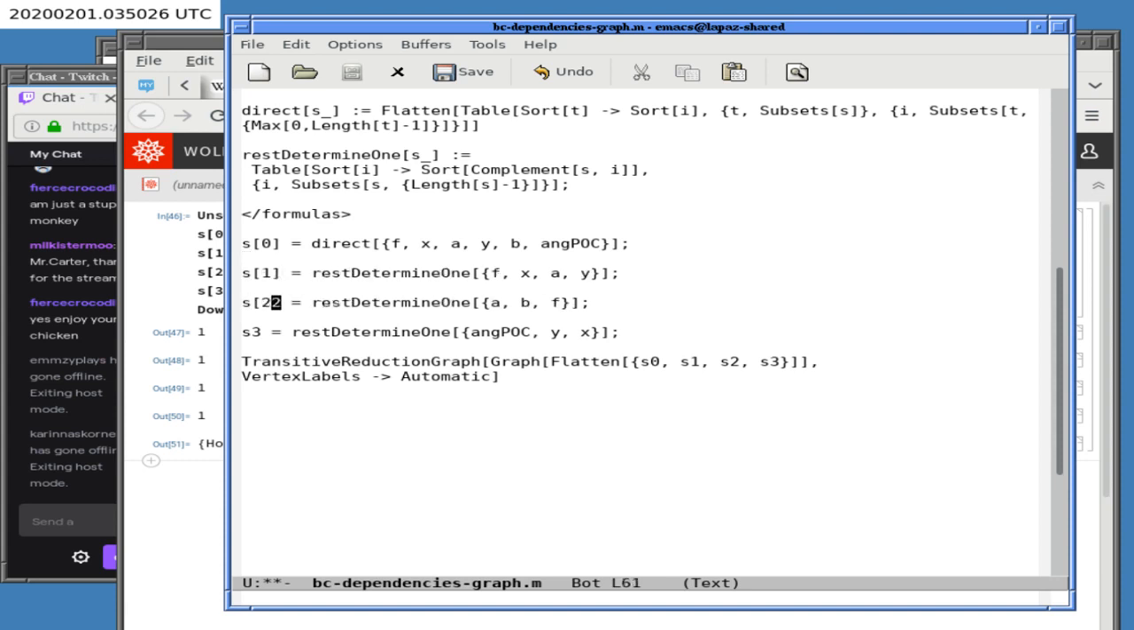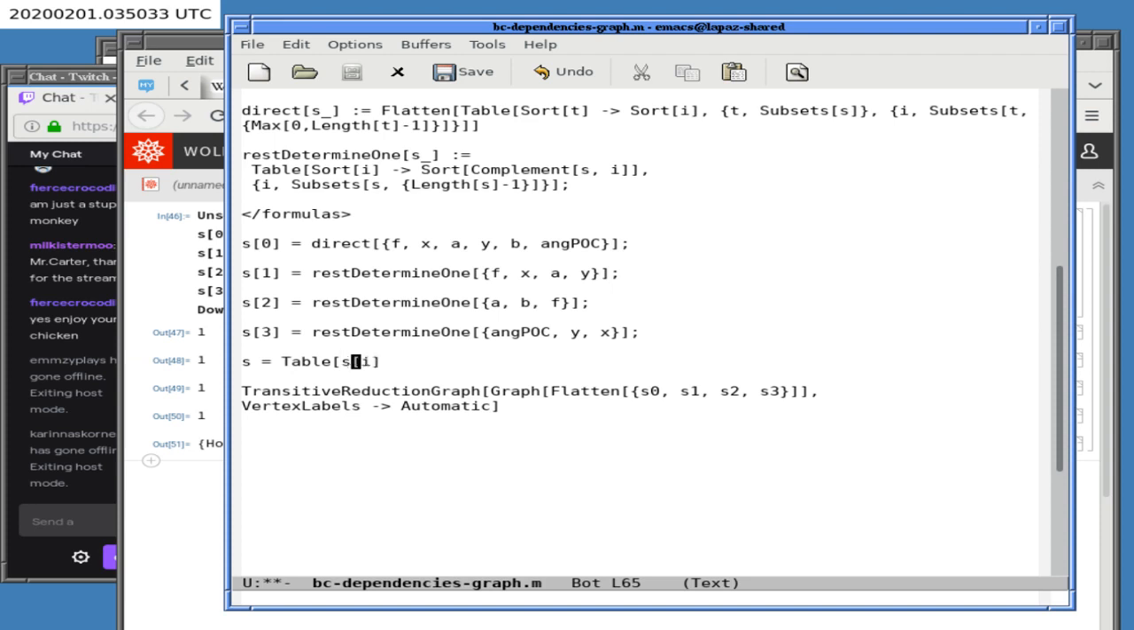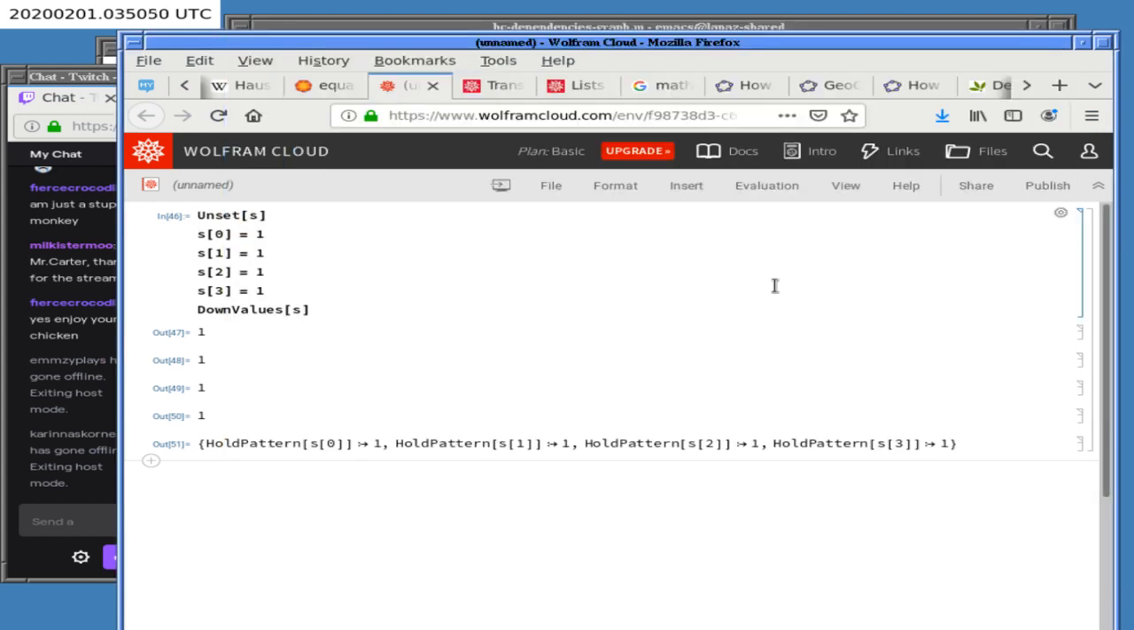And that's just to make my life easier here when I can say S is equal to SI, I goes from 0 to 3 for right now. And then I can flatten that, and then I can just pass this on into Graph of S, VertexLabels Automatic, TransitiveReduction. Okay, let's see how that does.